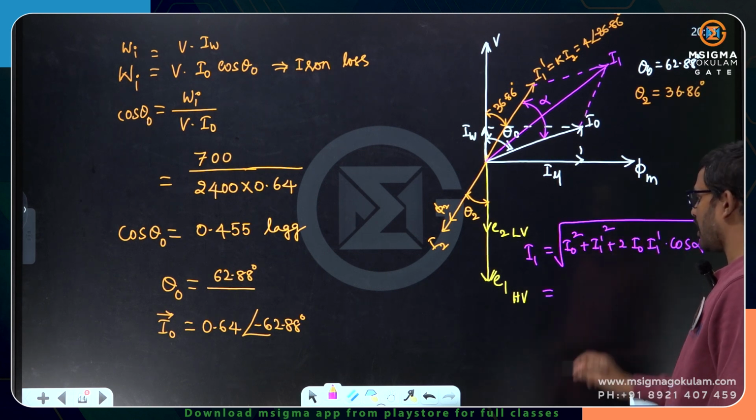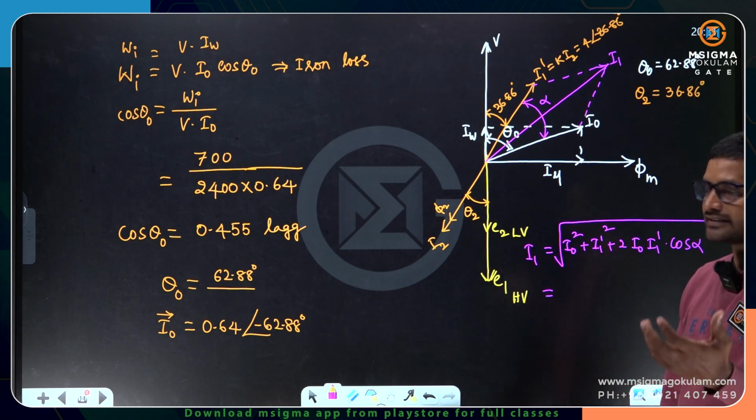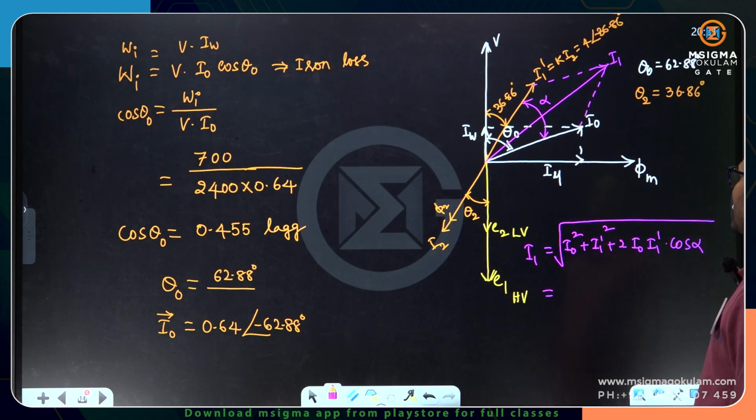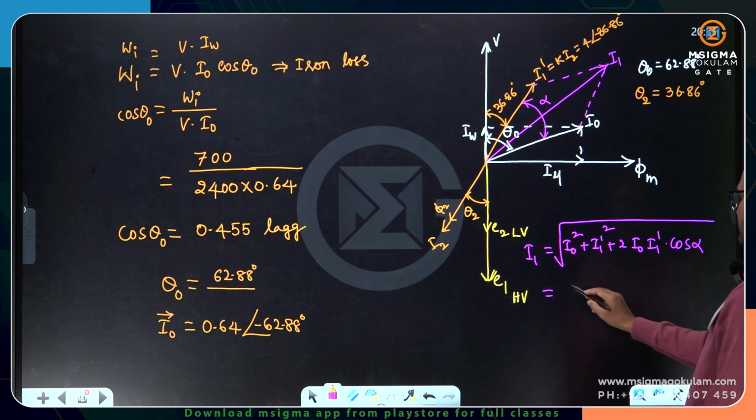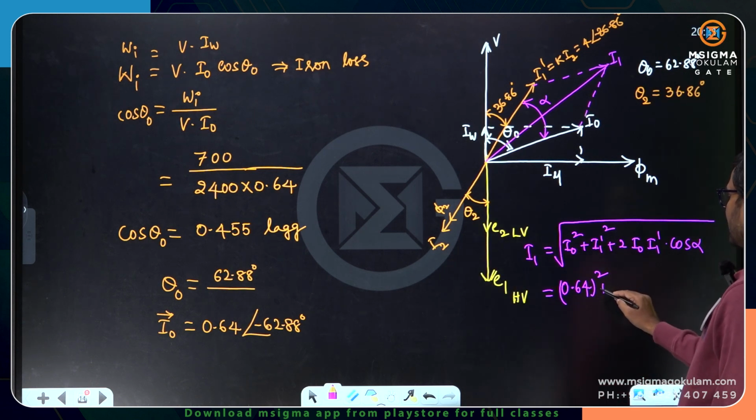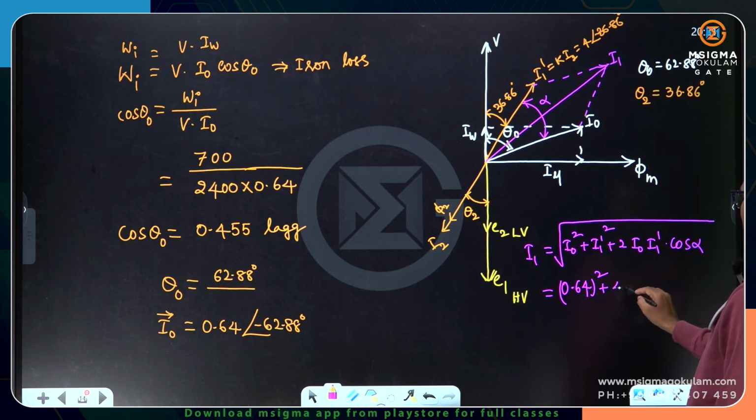If you substitute all the values, you'll get the I1 magnitude. What is the I0 magnitude? We have got I0 magnitude as 0.64. What is the I1 dash magnitude? We got 4. So 4 square plus 2 into 0.64 into I1 dash is 4 and cos of alpha.